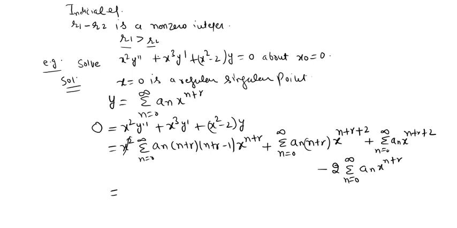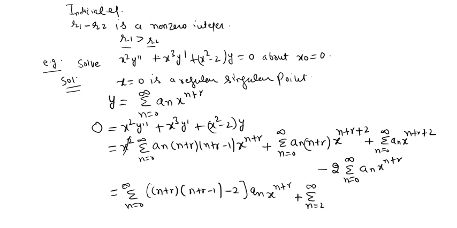We collect the sum from n equal to 0 to infinity. The first and last terms have the same index, so I can combine them: (n plus r)(n plus r minus 1) minus 2, times a_n x^(n+r). The other terms have the power n plus r plus 2, so make the index two down by replacing n with n minus 2.